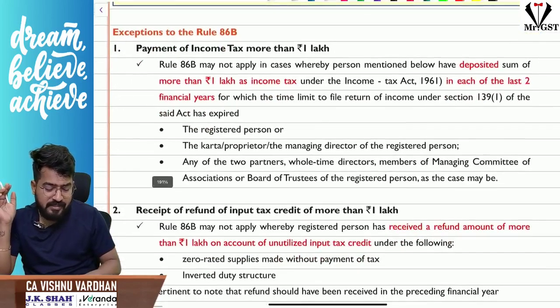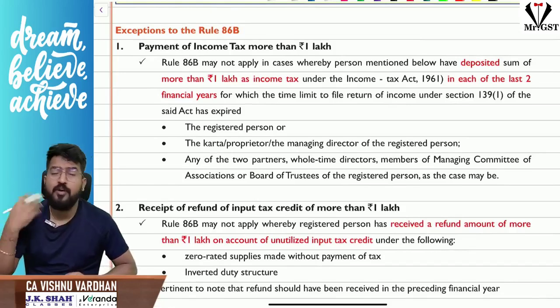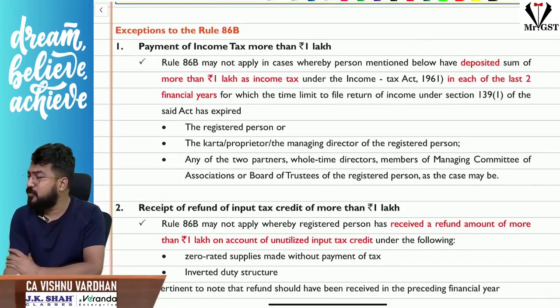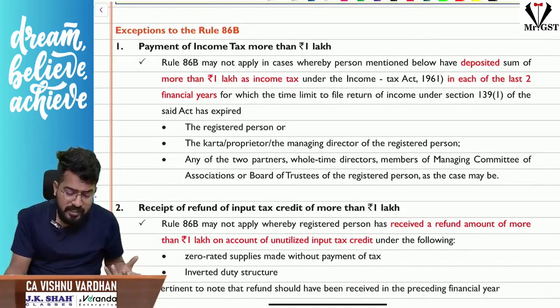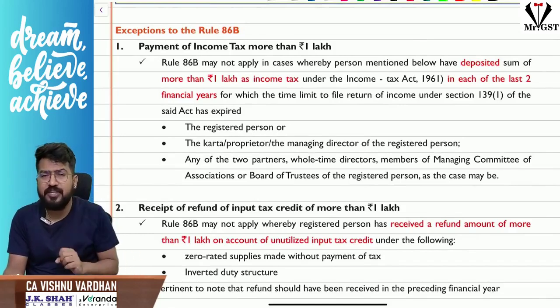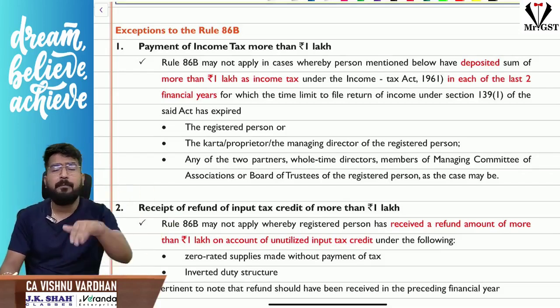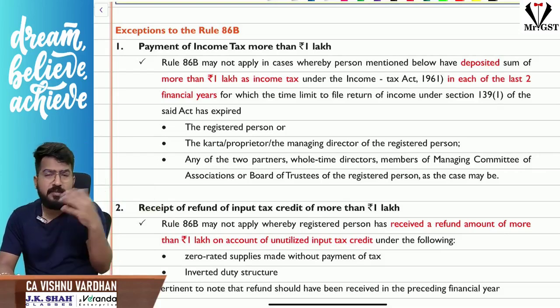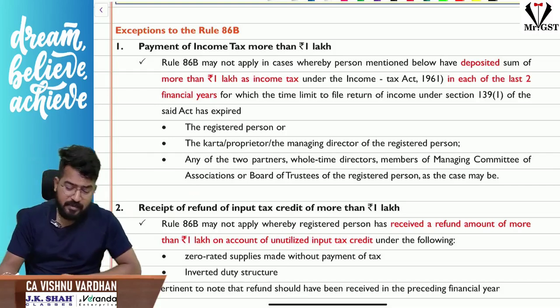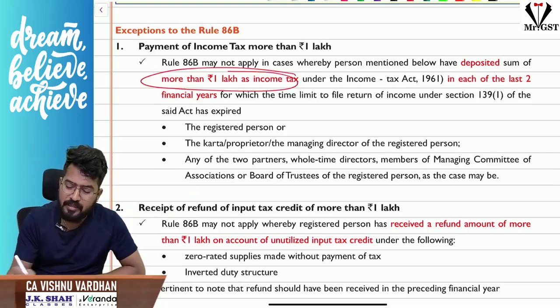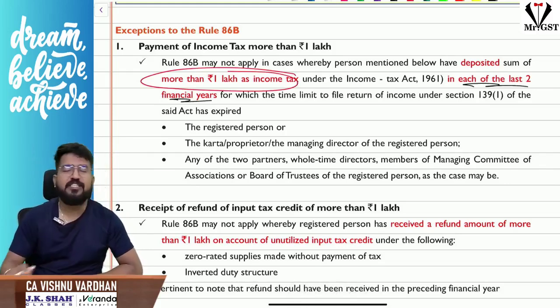But there are certain exceptions to rule 86B. When do you need not follow rule 86B? You need not follow it when, if you are an individual, the sole proprietor, the partners of a partnership, the Karta of an HUF, the director of a company, the members of an AOP or BOI, the board of trustees of a trust, these people have paid personal income tax liability of more than 1 lakh in each of the last 2 financial years for which the due date is over.